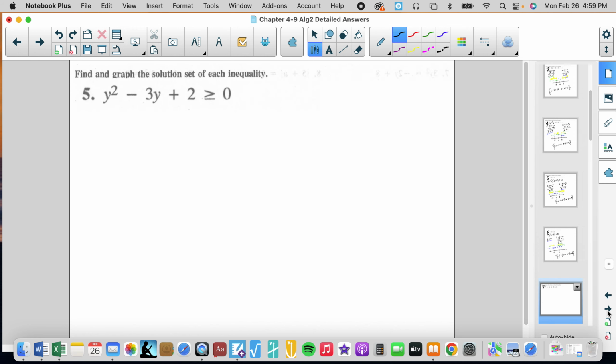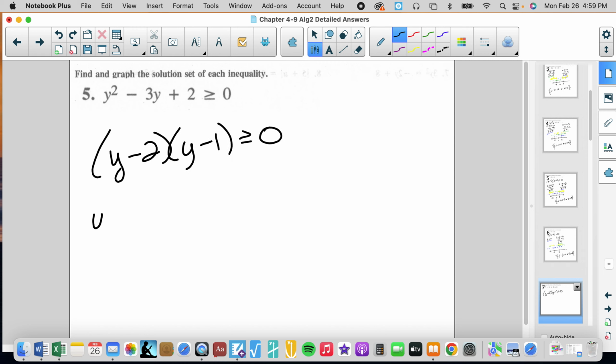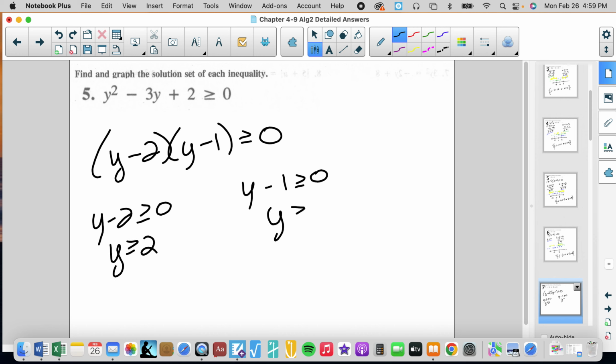We are so good. Now the factoring, right? This is the easy part. Signs are the same. Both are negative. Y minus 2, Y minus 1 is greater than or equal to 0. Y is greater than or equal to 2. Y is greater than or equal to 1.